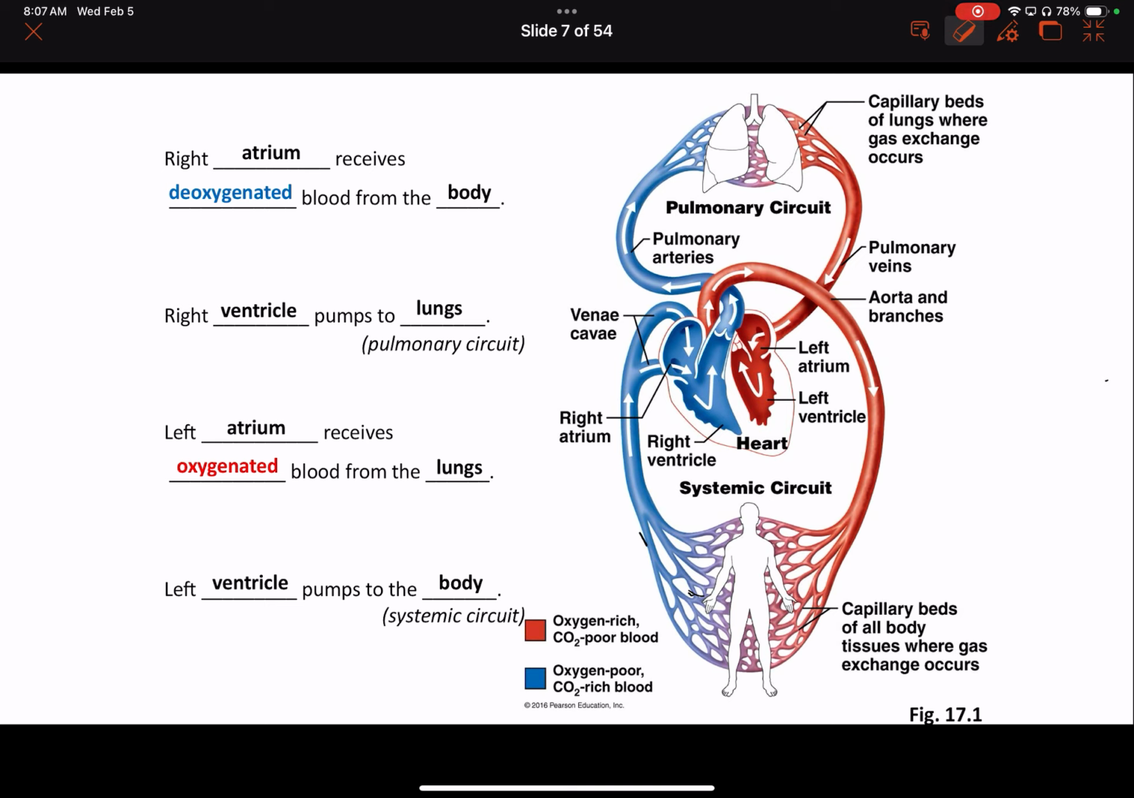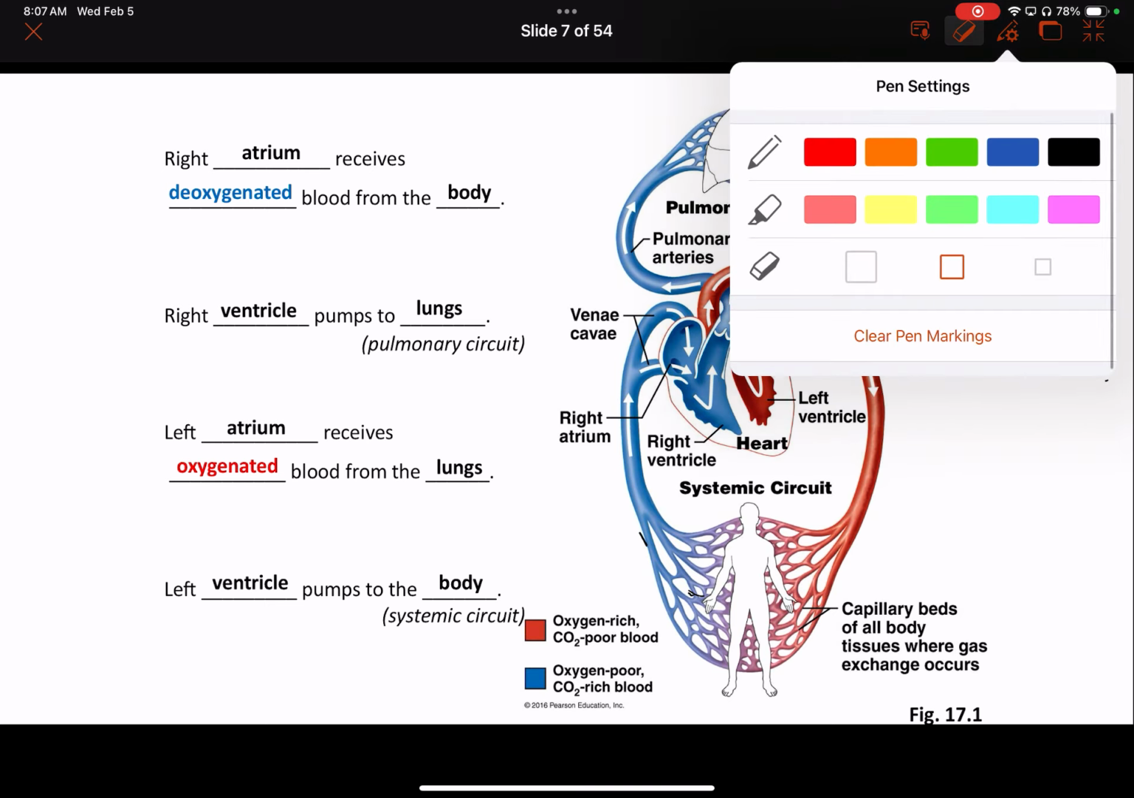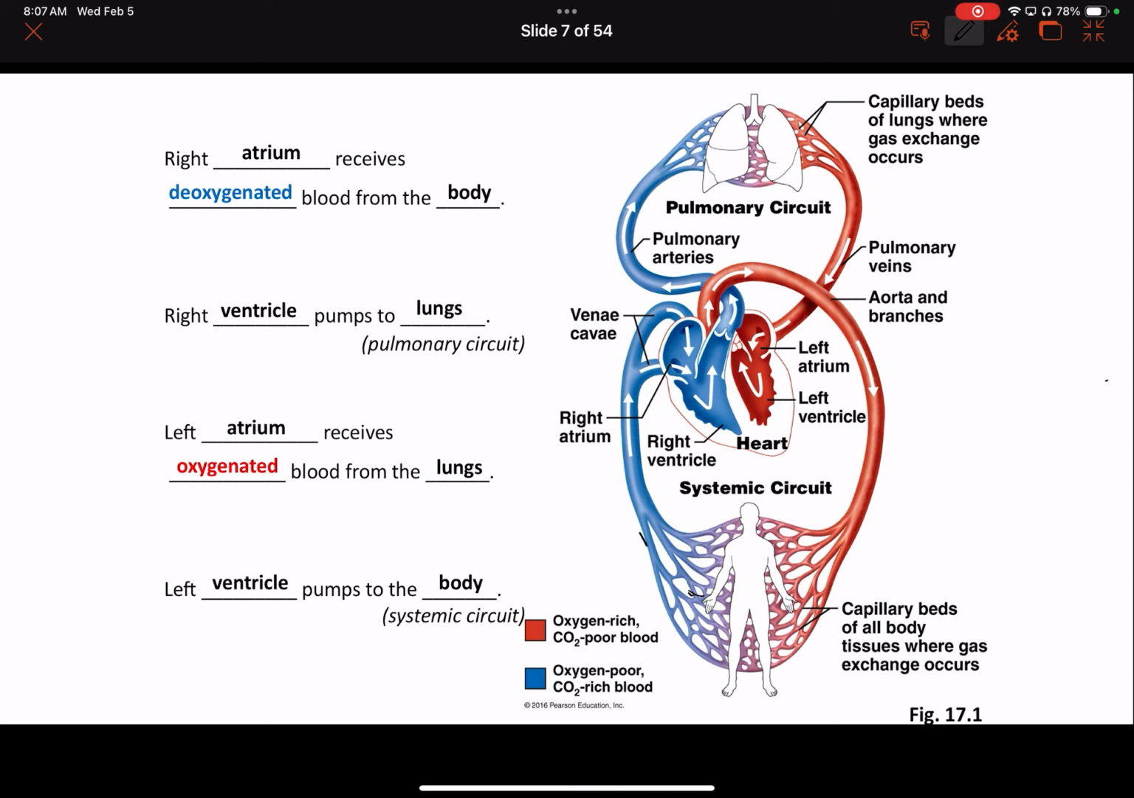That's where it starts. So the systemic circuit would be the left ventricle to the body, and then the right atrium coming back. So it starts here: left ventricle out to the body, oxygenate our tissues, and then when the deoxygenated blood comes back to the right atrium, that's the systemic circuit. Okay, you start with a ventricle, you end with an atrium.